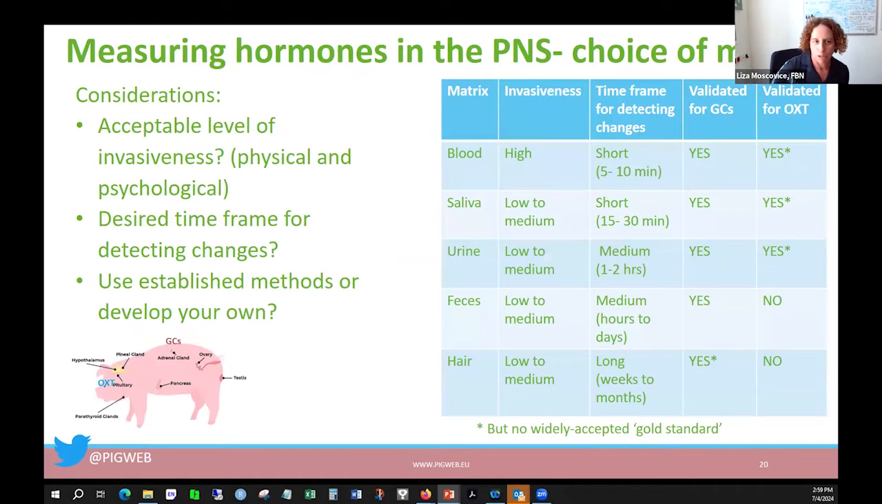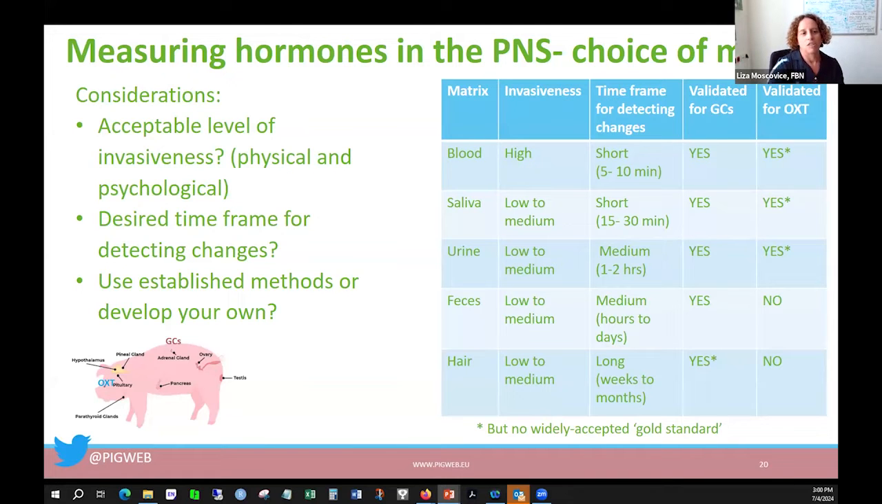So when we're measuring hormones peripherally, I said that the hormones are available in a range of bodily fluids. Also, some hormones can be measured even in the hair follicle. So we have to decide which matrix we're going to measure the hormones in. And when we're making this decision, we have to think about a few considerations. First of all, what's the acceptable level of invasiveness? And not just acceptable for us ethically, right? But also acceptable in terms of being able to accurately assess the responses of the animals and not have the animal's physiology too heavily influenced by our actual measurement of their responses.